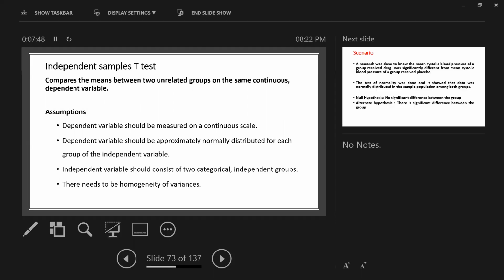There needs to be a homogeneity of variance. What do you mean by homogeneity of variance? It is actually an assumption of equal or similar variations in the different groups being compared. So you know that the mean will differ, isn't it? But the variance should be equal in the two groups. If the variance is different, then that indicates that the homogeneity is not assumed. So let us see an example. When you see the example, you will understand more.